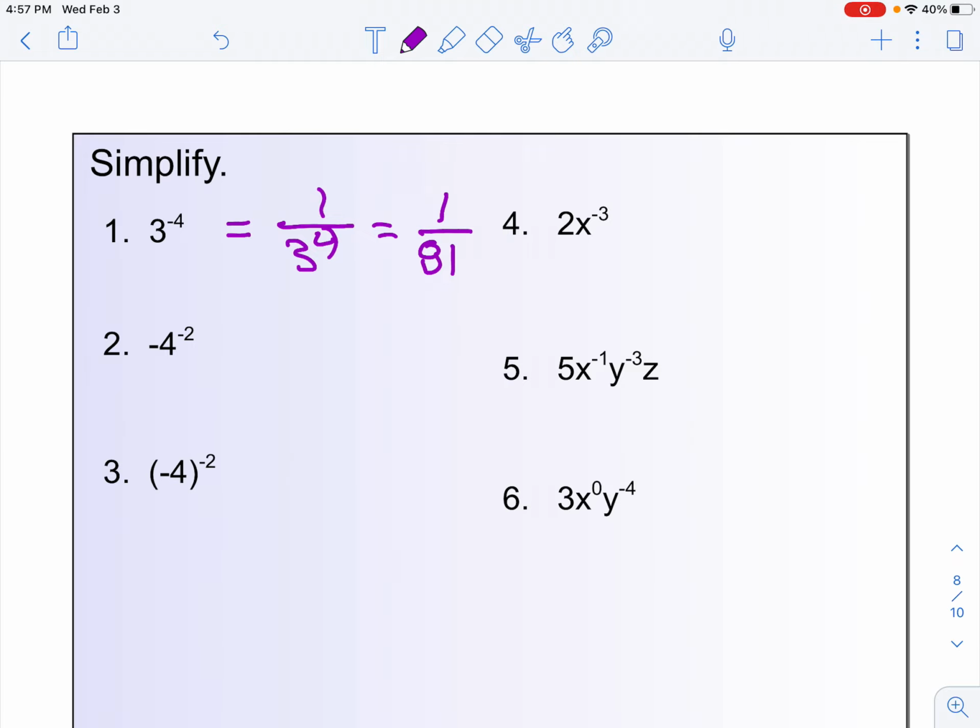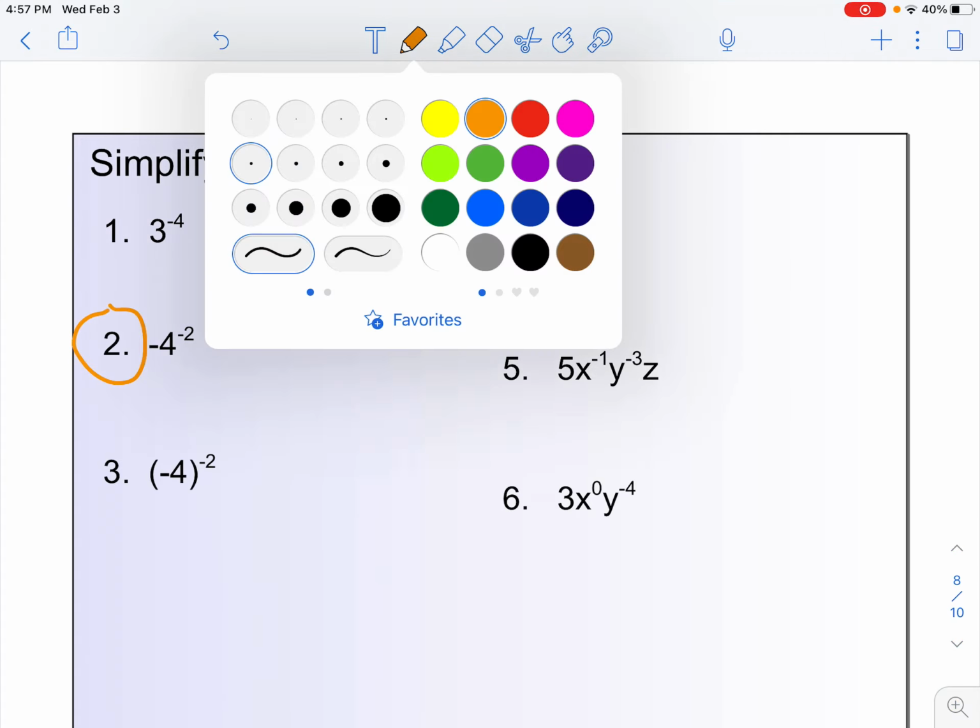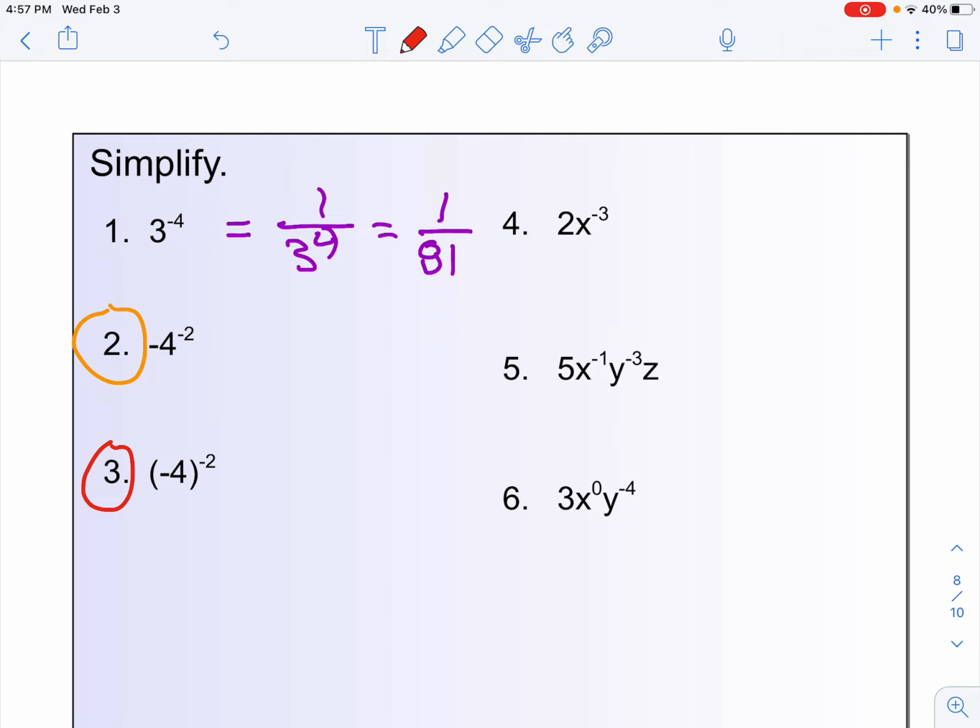Now, number 2 and 3 look very similar, okay? But you have to be careful because this number 2 is saying to take the opposite of 4 to the negative 2. Well, 4 to the negative 2 is 1 over 4 to the second, but I'm taking the opposite of that, so it's going to be the opposite, so negative 1 over 4 squared, or negative 1/16.